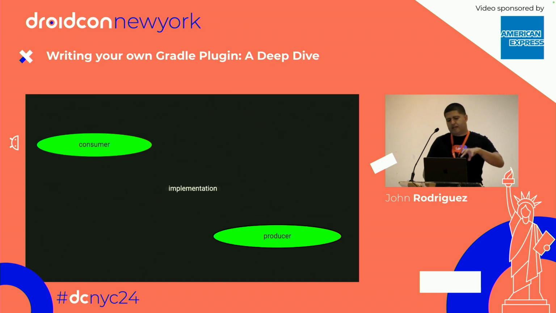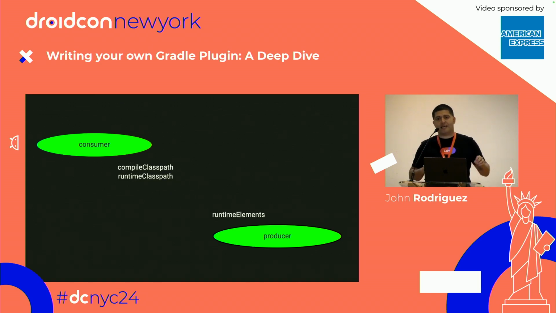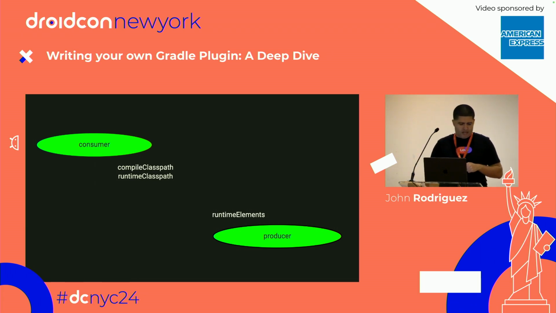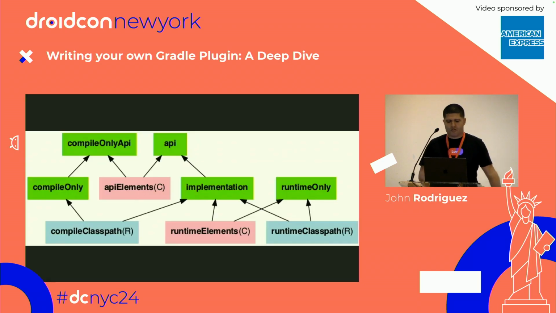So when you actually declare that as an implementation configuration, what Gradle would immediately do in the background is assign two more configurations. This is where the resolution and the consuming configurations come in. So you write implementation, but the producer task does not see implementation. It sees runtime elements. And consumer doesn't see implementation. It sees either compile class path or runtime class path. And why do I say either or? Well, it depends on whether you're compiling or running the app. It actually serves both purposes from a Java versus Javac or Kotlinc perspective.